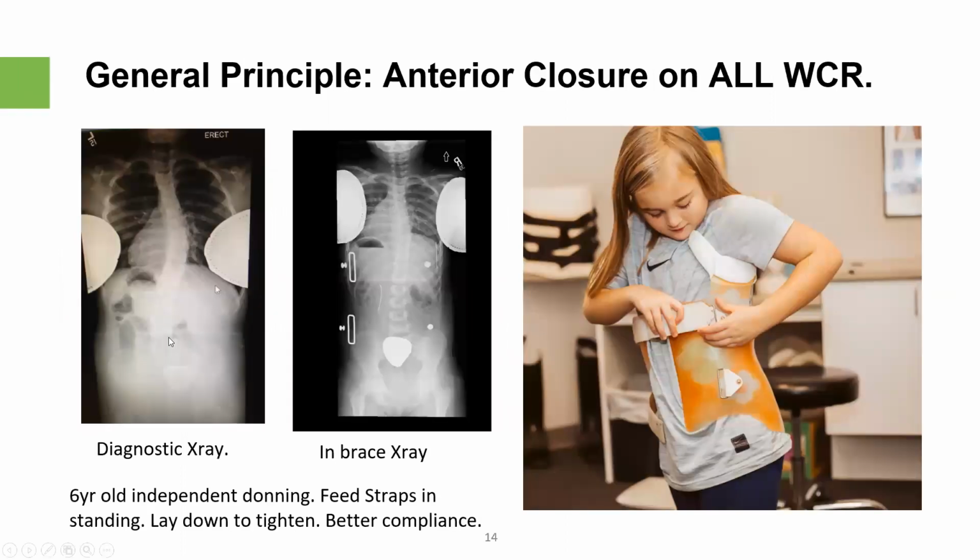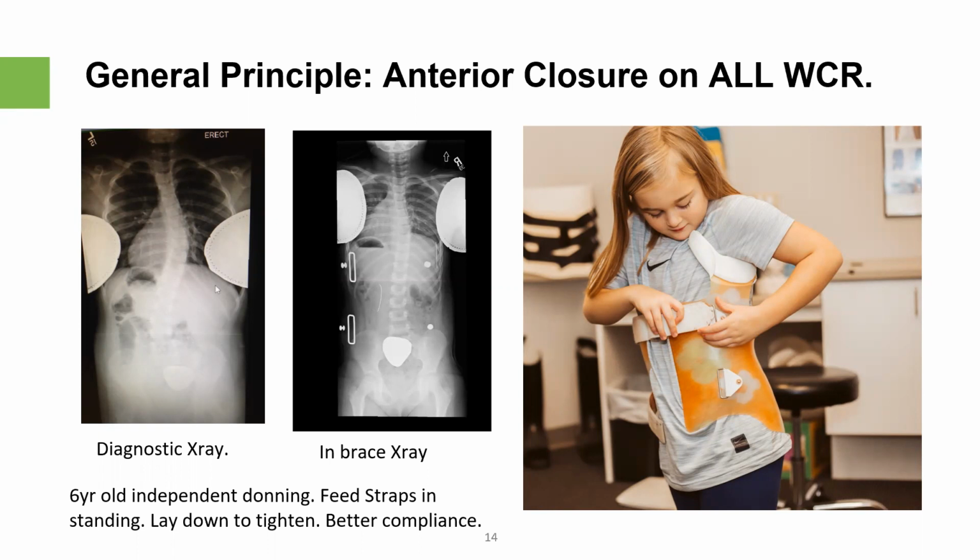The other general principle that you can always walk away knowing is that all Wood-Cheneau Rigos will have an anterior closure. So it's very easy for kiddos to be compliant. This is a 6-year-old patient of mine from the past that was able to show us that she could definitely feed the straps in standing so that they didn't fall off. Then she would lie down and get the Wood-Cheneau Rigo in the right spot and then tighten down the straps that were already threaded through her shape.